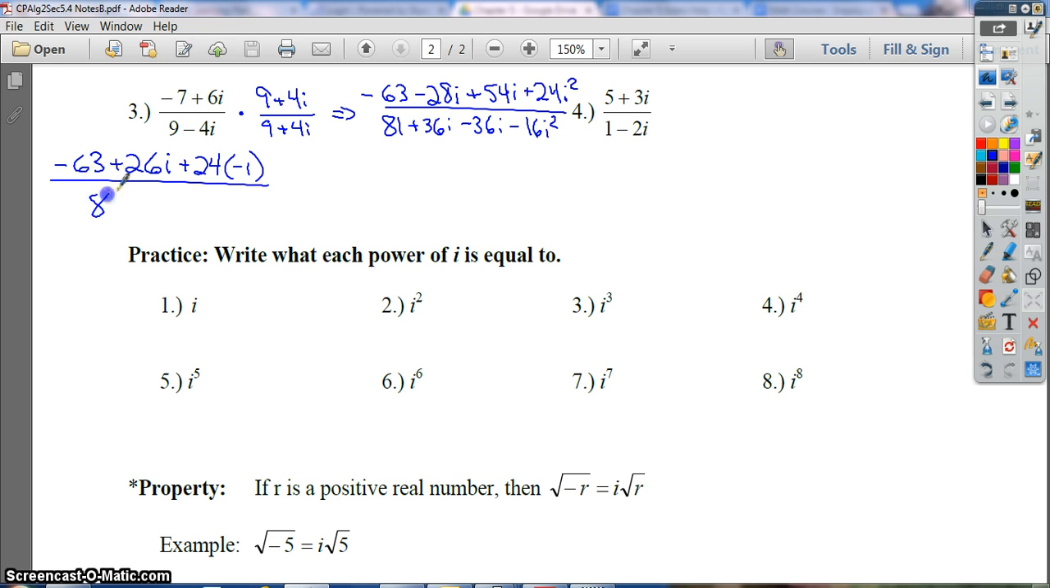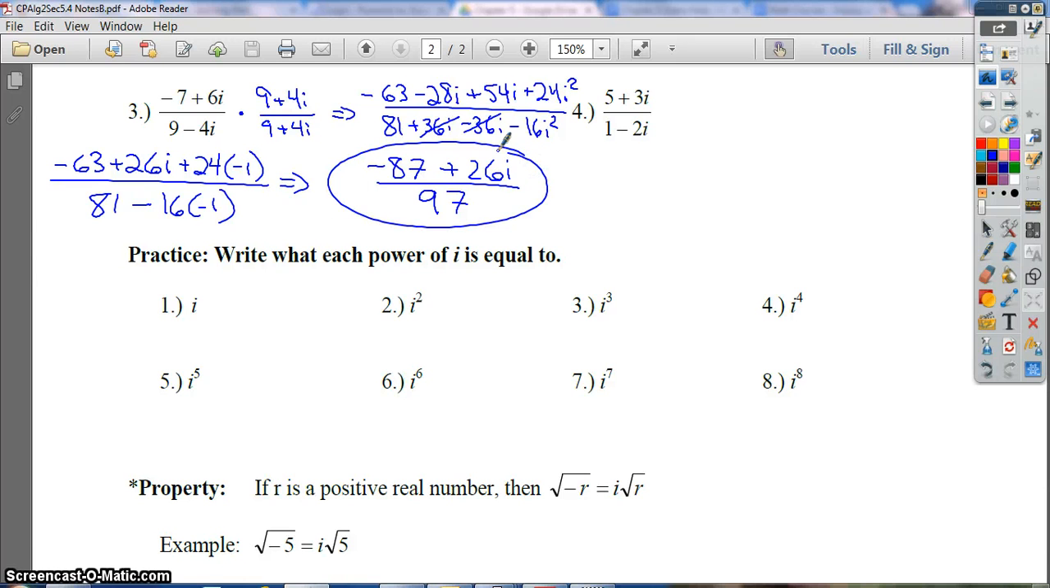On bottom, 81. These cancel out. This is minus 16 times negative 1. So this is negative 24, negative 63, so that's negative 87, plus 26i over. This is plus 16, so 81 plus 16 is 97. So that looks like it's in lowest terms. Can't reduce it. Leave as is. Because that wasn't a nice one.